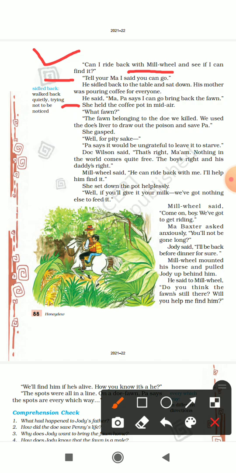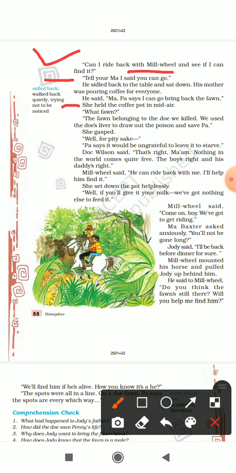So sidled back means walked back quietly. Jody asked his father if he could go back with Millville to see whether the fawn was still there or not. So Penny Baxter told Jody to tell his ma that his father has said to go and find the fawn. He sidled back to the table, which means he walked back quietly to the table where his mother was pouring coffee in the cups for everyone.